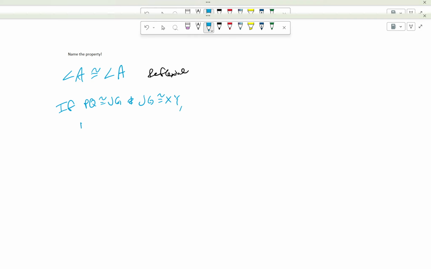I have angle A. It's congruent to angle A. What property is that? This is reflexive. How about if I have PQ congruent to JG and JG congruent to XY, then PQ is congruent to XY. Three things each used twice. Looks like a syllogism, but this is the transitive property.